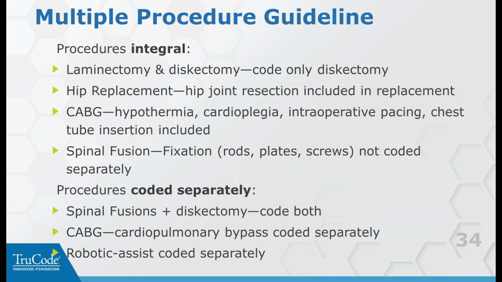The cardiopulmonary bypass is coded separately for a CABG. And just a word of caution about that, they used to always use the bypass for CABGs, but now probably about 50% of those are not done with bypass. They'll document it as off-pump bypass or a beating heart bypass. So make sure you watch carefully to see whether pulmonary bypass was used or not. And if you have robotic assistance in a procedure, that would also be coded out separately.